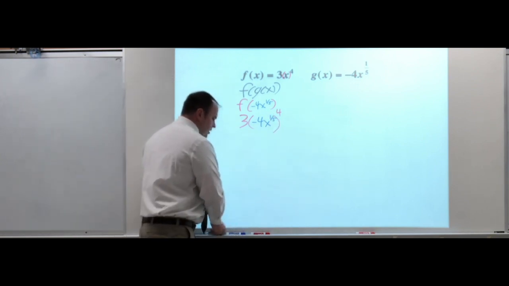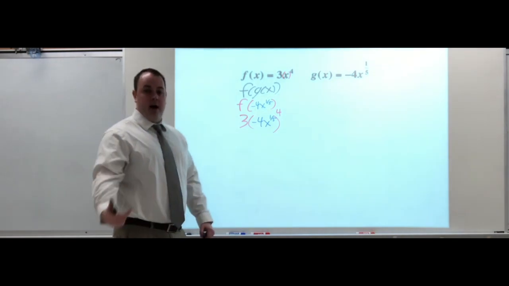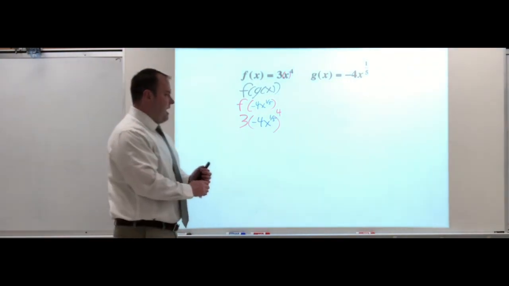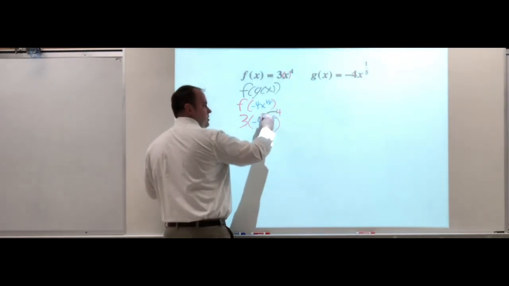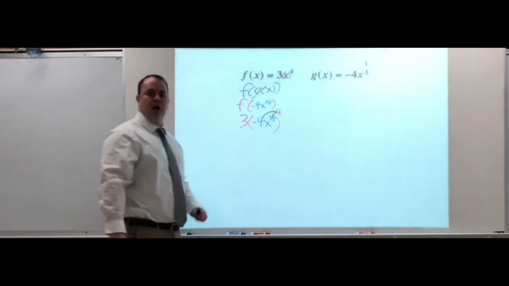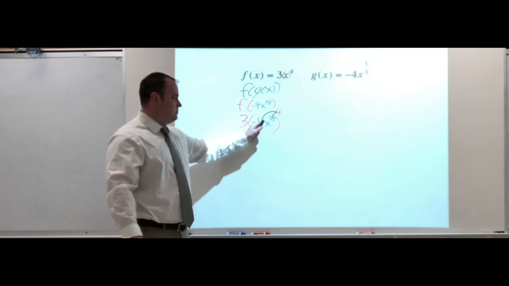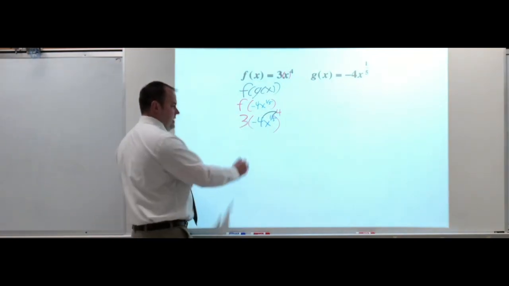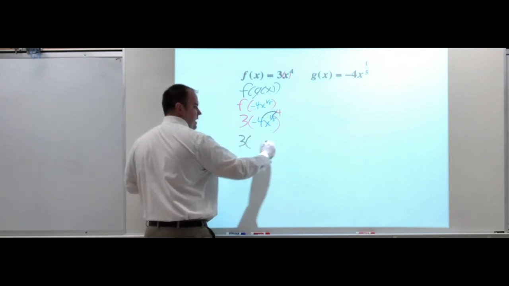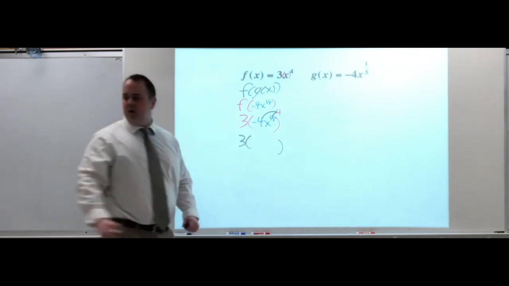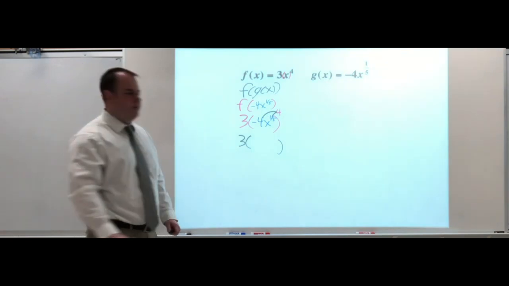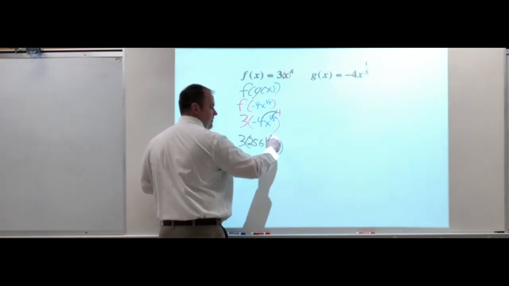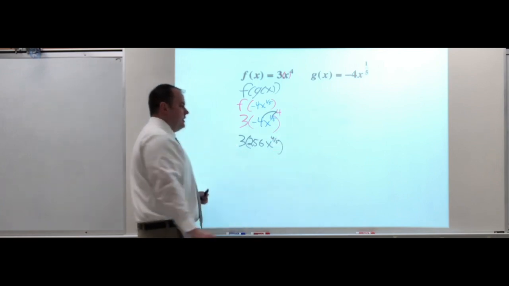Now this is where you really need to take your time and remember your exponent properties as you're working through this. Remember, everything needs to be brought to the 4th power. We're also remembering order of operations. We're going to do exponents before we multiply that 3. So we're going to bring down that 3, and we're going to have negative 4 to the 4th power. Just checking my math here. Should be 256 x to the 4/5. Right?